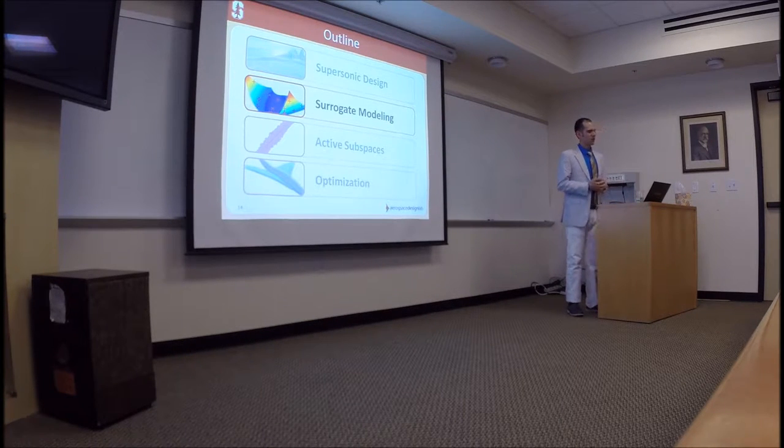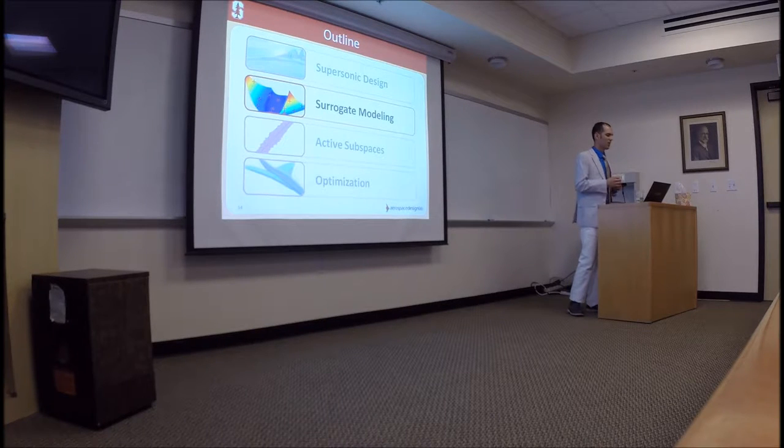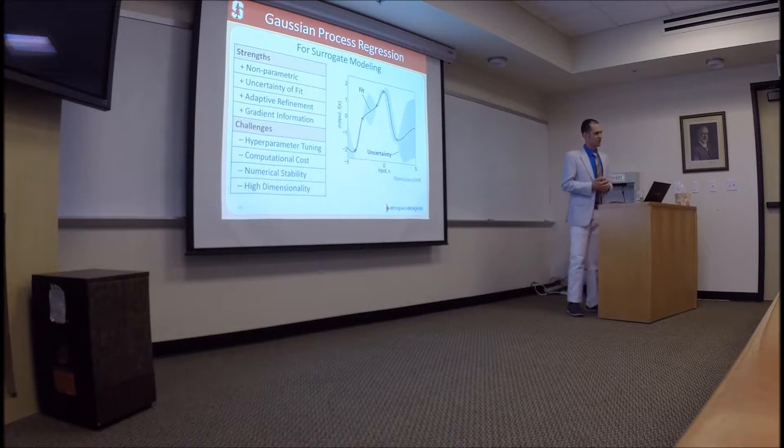Now that you know a few concepts from supersonics, especially the use of an equivalent area formulation for designing quiet sonic booms, I'll now tell you about the work I've done towards surrogate modeling and how we can actually use inaccurate gradients to form accurate surrogate models. Gaussian process regression is the surrogate modeling technique that I use in my thesis. I'll highlight four particular strengths and four particular challenges that come with Gaussian process regression.